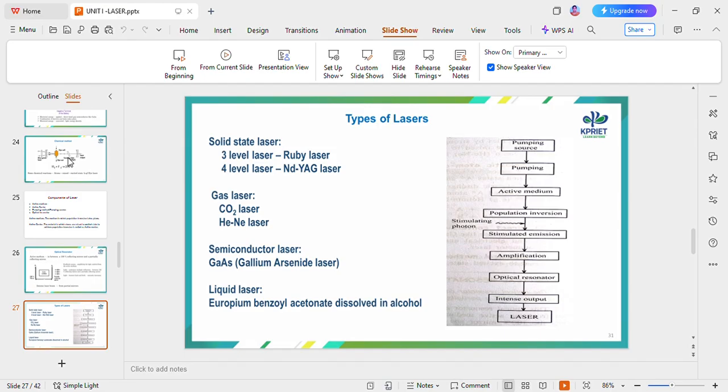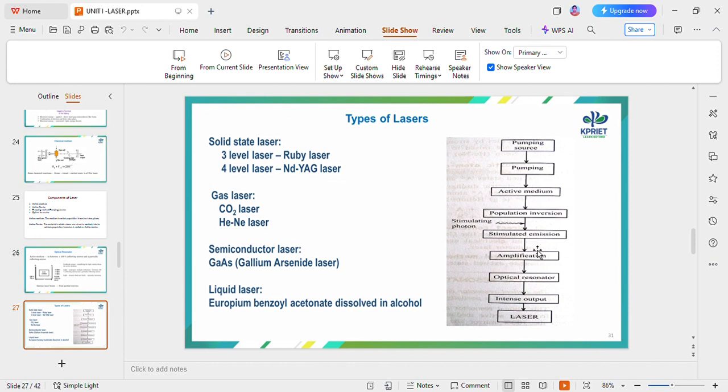So what are the types of lasers? Based on the active medium used, we have many different types of lasers. Some of them are solid state lasers. There may be a 3-level laser or a 4-level laser. The 3-level laser is the ruby laser, and for the 4-level laser we can take the example of the Nd:YAG laser. Then gas lasers, CO2 laser and helium neon laser. Semiconductor lasers, gallium arsenide semiconductor lasers, and liquid lasers, europium benzoyl acetonate dissolved in alcohol.